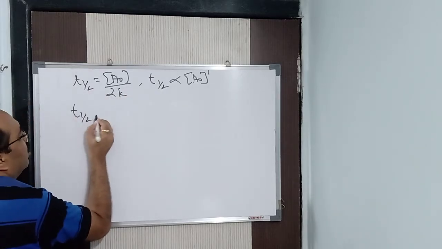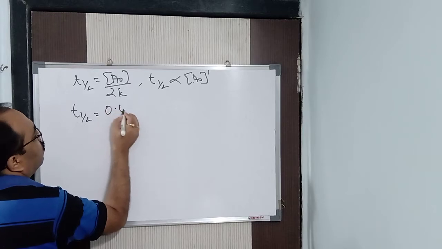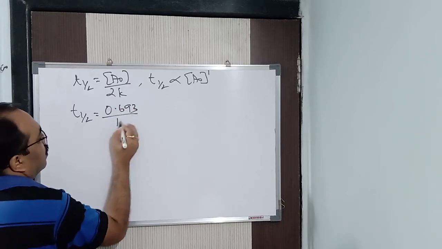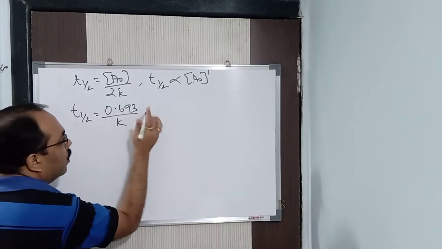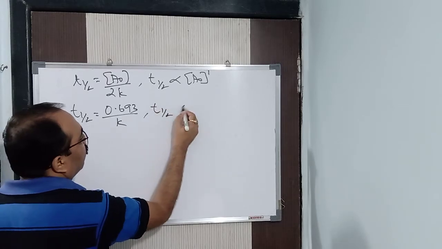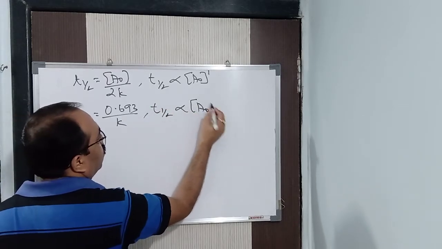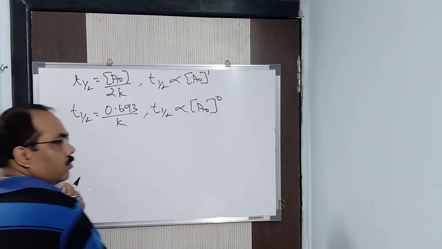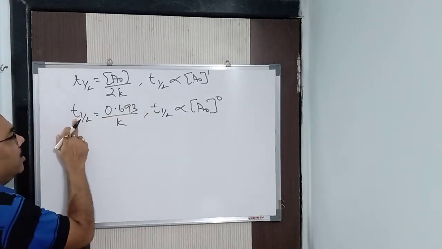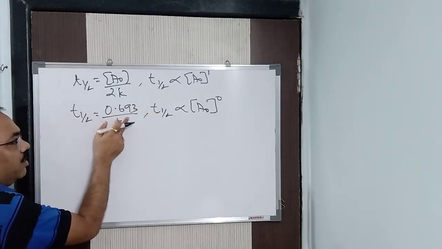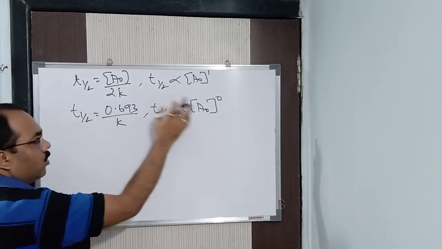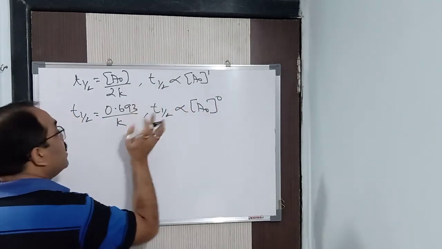Now, for the first order, which is what you studied, T half is equal to 0.693 by K. Here, is A naught there? No. That means T half is directly proportional to A naught to the power 0. It is not depending. Here, half-life period for the first order reaction, is it depending upon the initial concentration? No, it is not depending. So, to the power 0.